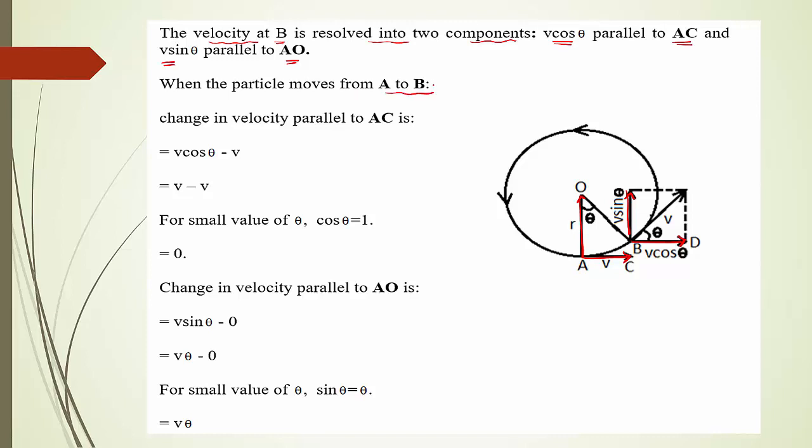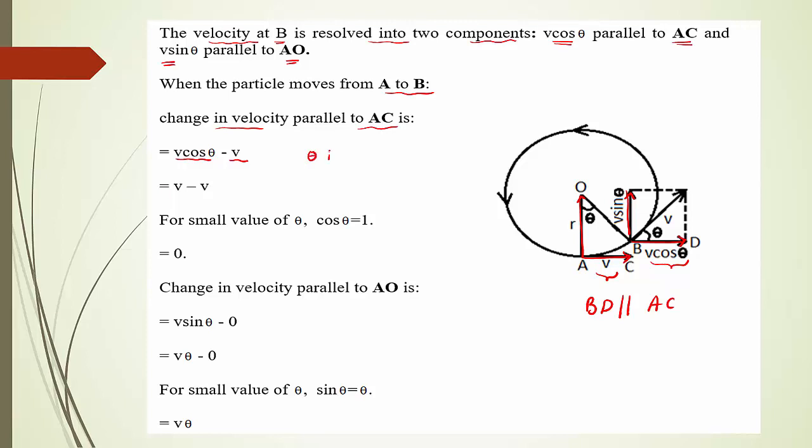When the particle moves from A to B, we can take the change in velocity parallel to AC. We can take this component V cos theta. V cos theta here, BD, is parallel to AC. Change in velocity means final velocity minus initial velocity. So we can write V cos theta minus V. Observe here, V cos theta minus V. That gives the change in velocity.